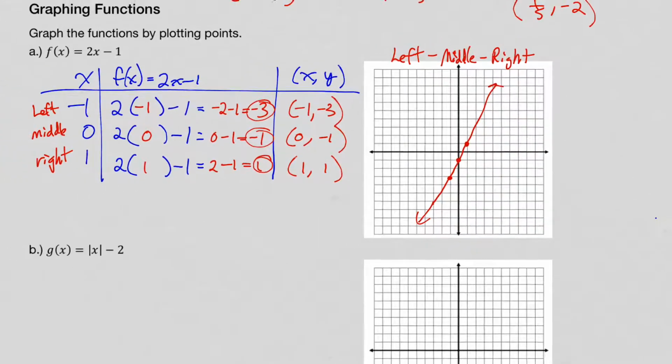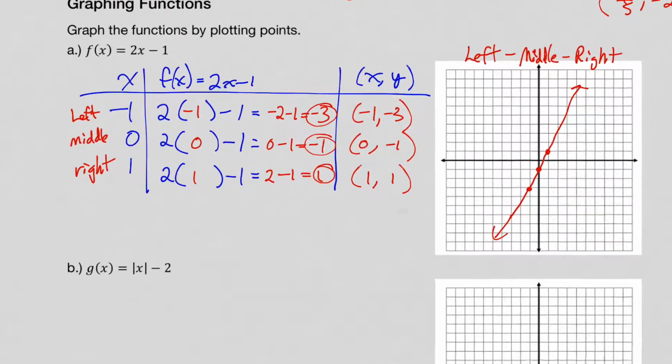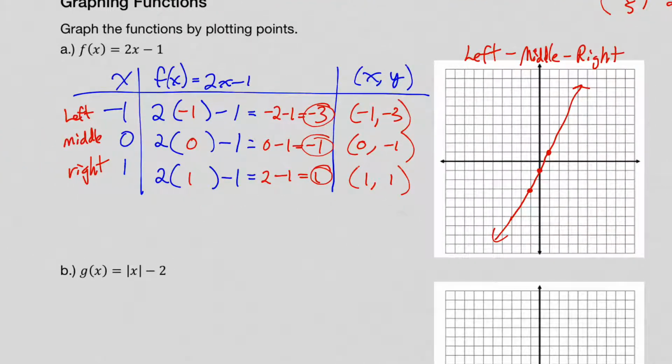Okay, even though you knew how to do this using the y equals mx plus b shortcut, this just shows that you can use function notation to create a chart and plot those points that you come up with. And this goes for any function, including functions you may not be familiar with. So let's take a look at function g in the next example.